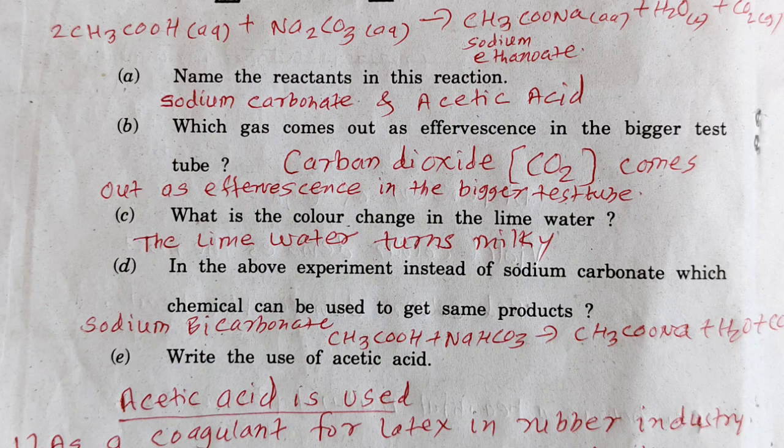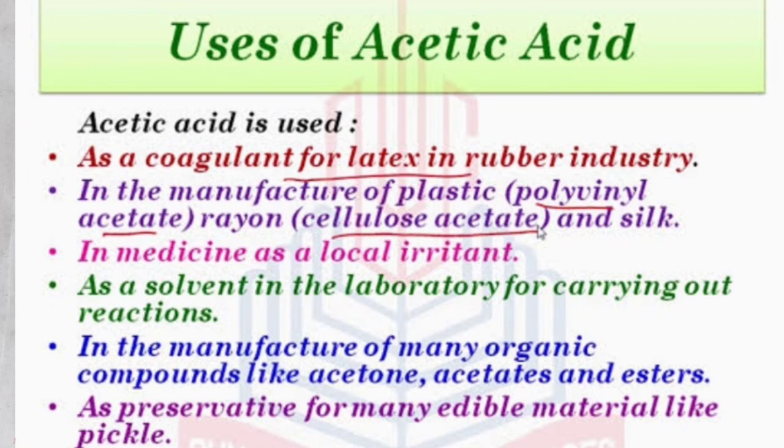D. In the above experiment, instead of sodium carbonate, which chemical can be used to get the same products? Sodium bicarbonate. CH3COOH + NaHCO3 gives CH3COONa, sodium ethanoate, + H2O + CO2. E. Write the uses of acetic acid.